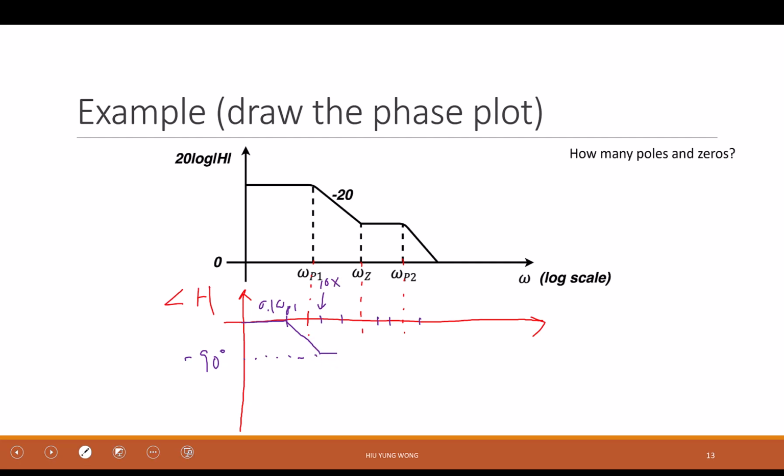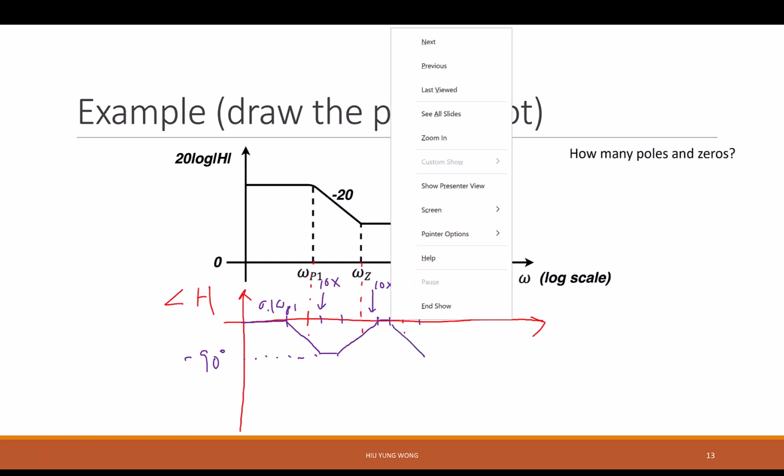You just keep at 90, right? So you go up. Again, go up by how much? By 90 degrees when you reach 10x of z, right? This is 10x of omega z. Okay? And then what will happen again? Back down again, another 90.